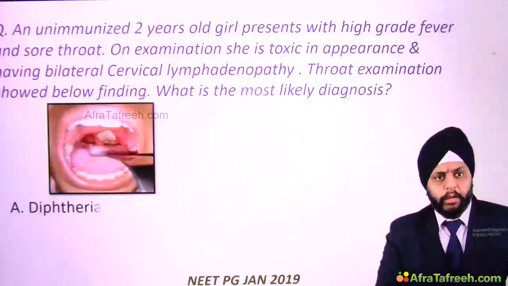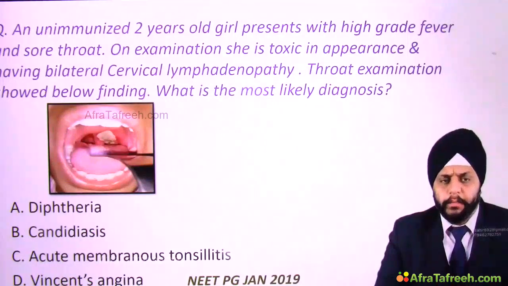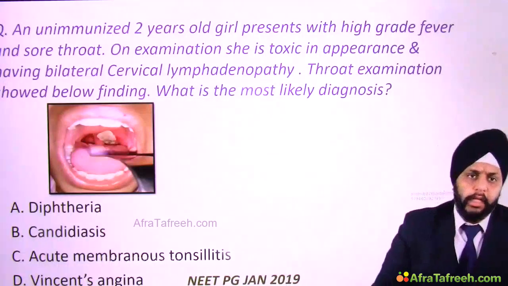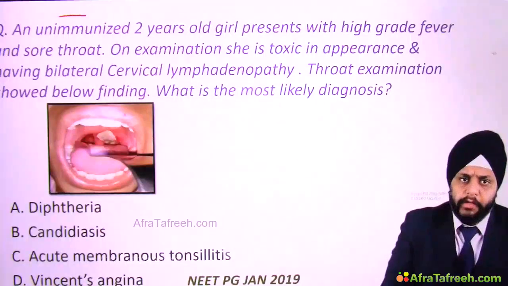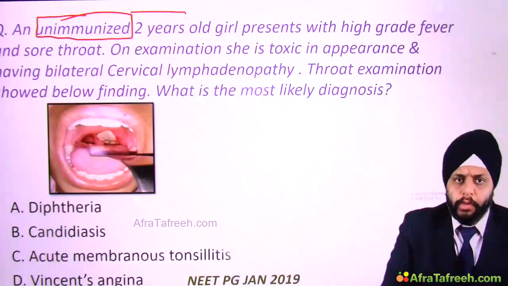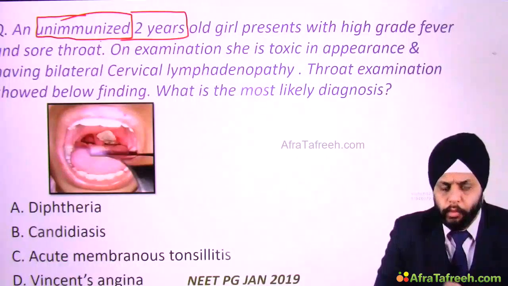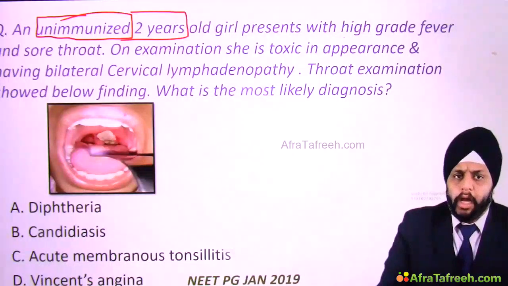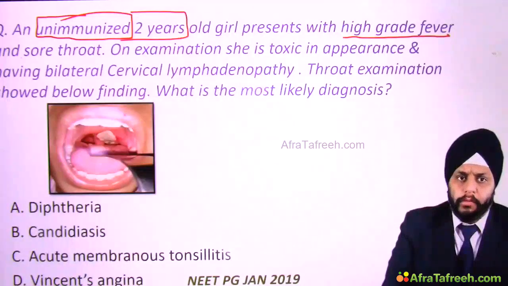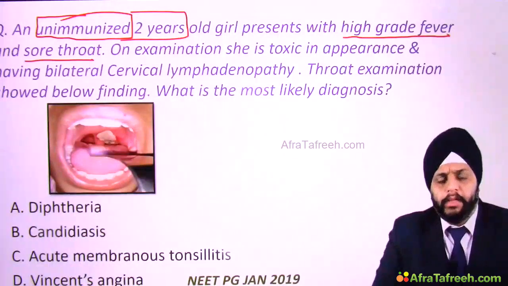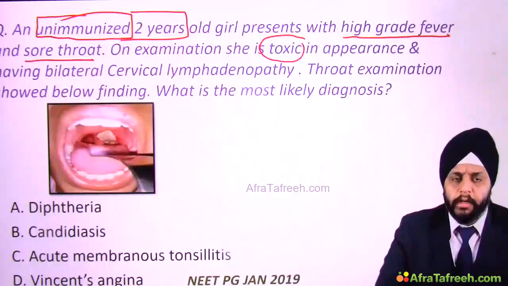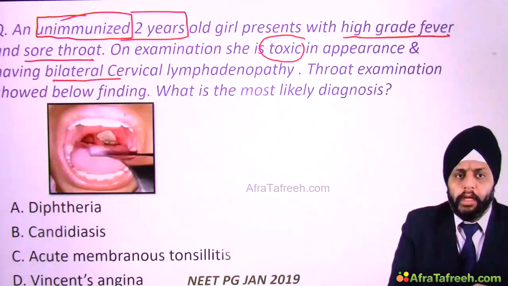All right, now let's look at this question. It was asked in the NEET PG January 2019. An unimmunized, you see, the very first word gives a very, very strong hint. An unimmunized 2-year-old girl presents with high-grade fever and sore throat. On examination, she is toxic in appearance. So remember, I told you the patient is toxic, very important, and having bilateral cervical lymphadenopathy.